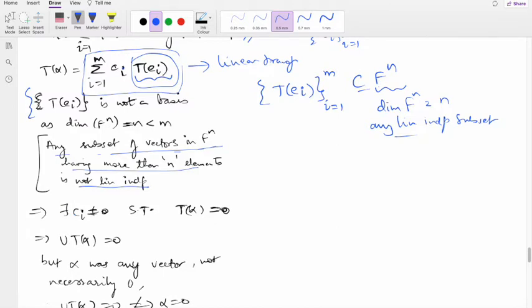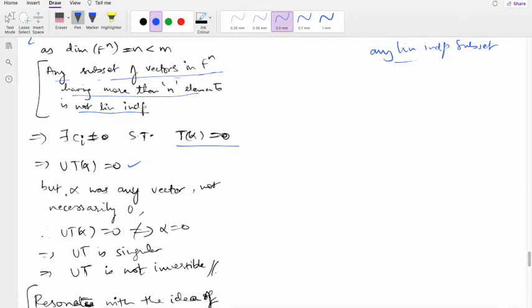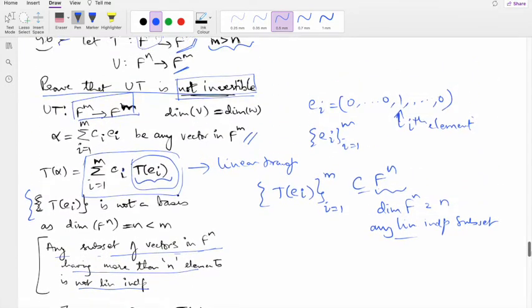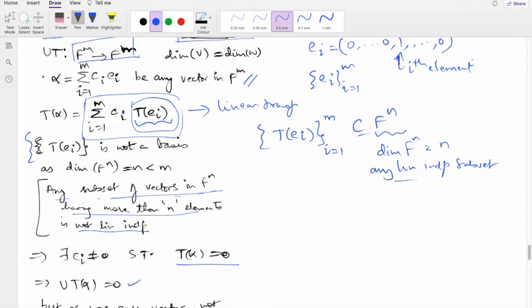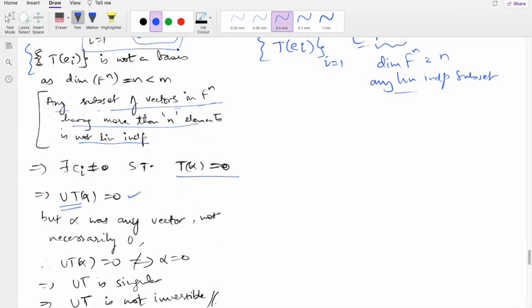So there exists some c_i such that T alpha is zero, which implies that UT of alpha is zero. We actually start with the idea that alpha can be any vector. So if alpha can be any vector, I'm able to reach this zero vector with the transformation UT from any of these vectors. So hence, if UT of alpha is 0, it doesn't necessarily mean that alpha has to be 0, which means UT is singular.